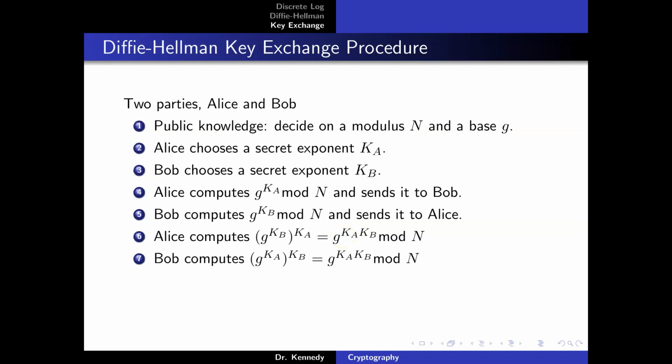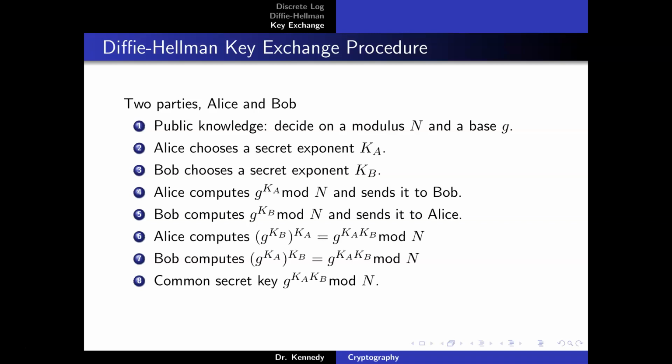Bob does the same thing. He's in possession of g to the ka. He raises it to the kb, and that's the same as, net effect, g raised to the ka times kb, reduced mod n. So that's their common secret key: g to the ka times kb.